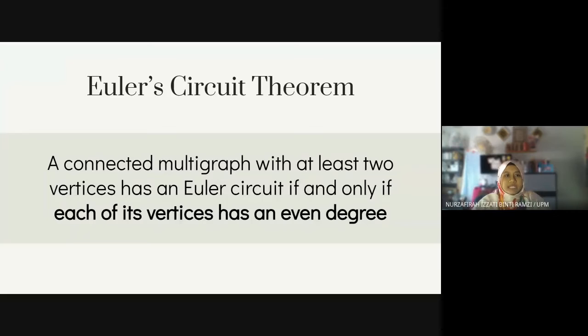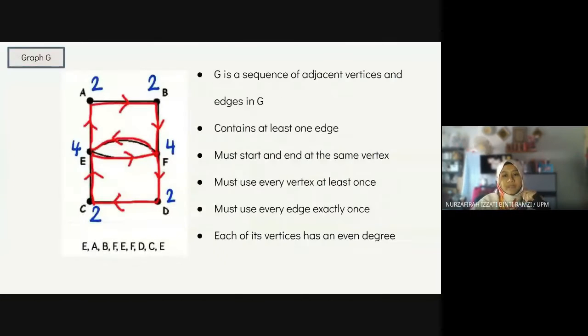Next is the Euler circuit theorem, which states that a connected multigraph with at least two vertices has an Euler circuit if and only if each of its vertices has an even degree. So we'll use the same example I showed just now. We have already checked these five characteristics based on the definition. Now we must also check whether each of its vertices has an even degree.